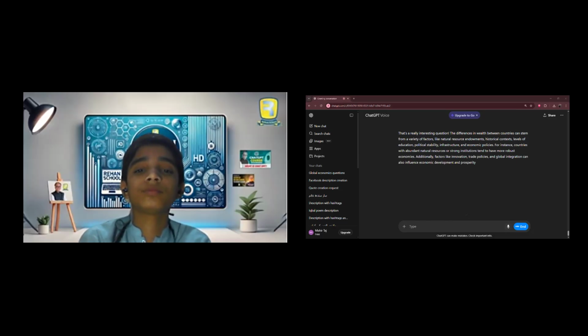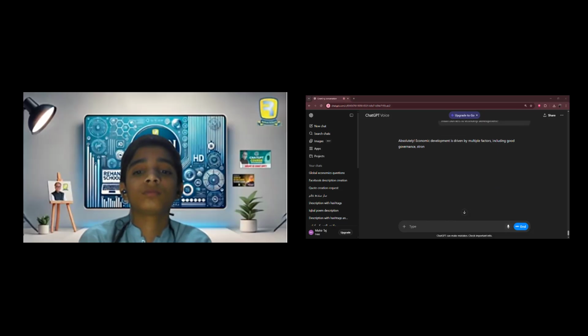Absolutely. Economic development is driven by multiple factors, including good governance, strong institutions, investment in education and healthcare, infrastructure development, technological innovation, and access to markets. Additionally, factors like economic policies, trade openness, and social capital all contribute to how a country grows and improves the standard of living for its people.